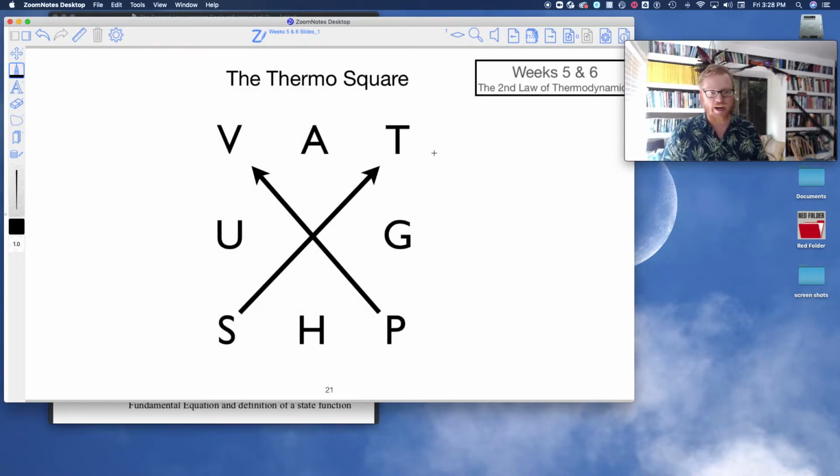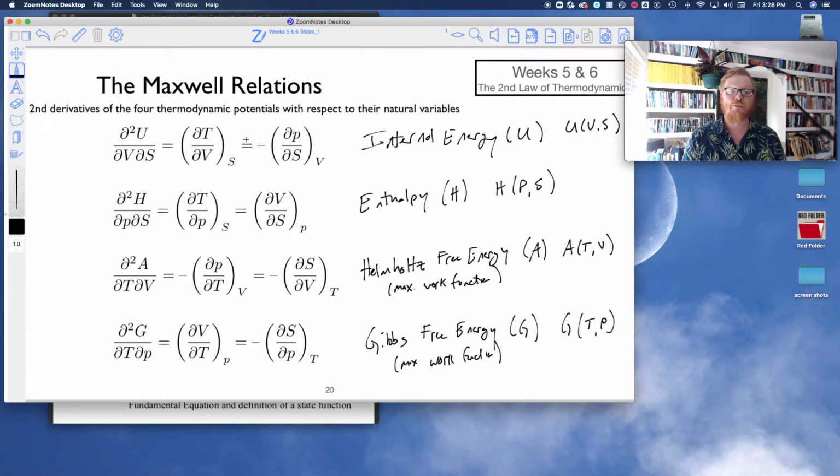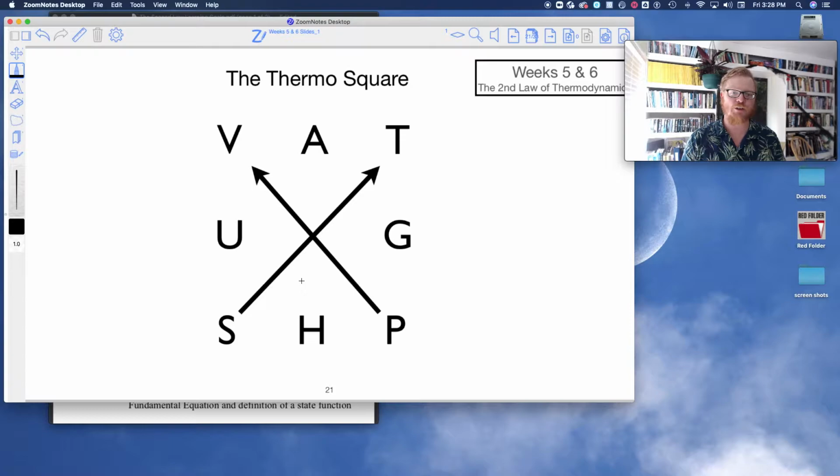This is a little trick that I learned in graduate school. I did not learn this as an undergrad. I would have been really grateful to have learned this as an undergrad because I had flashcards for all of these things and it was a giant pain in the butt. My grad instructor showed us how to do the thermo square. Hallelujah.